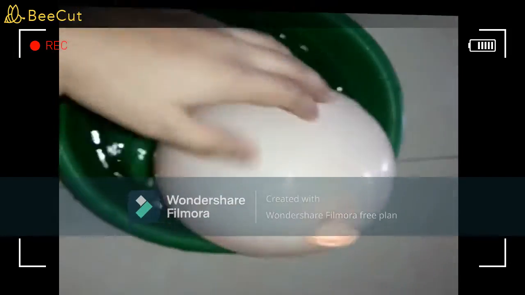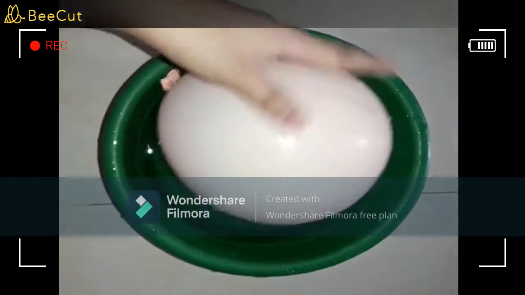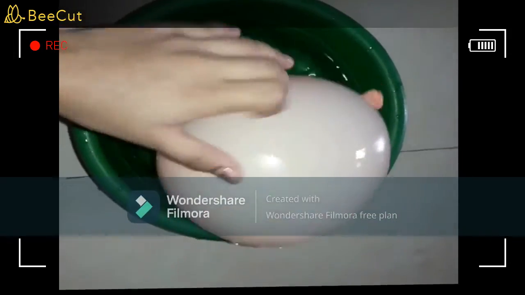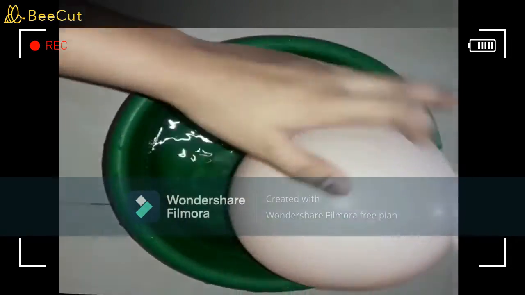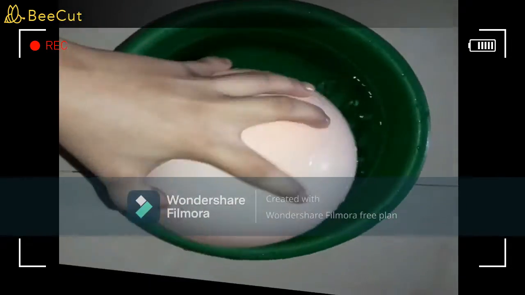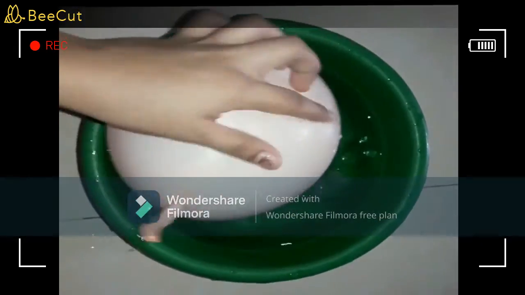As I do this experiment, I observe that the balloon is slowly shrinking in the cold water. Because in kinetic theory, when the temperature is decreased, the kinetic energy of the gas will also decrease.